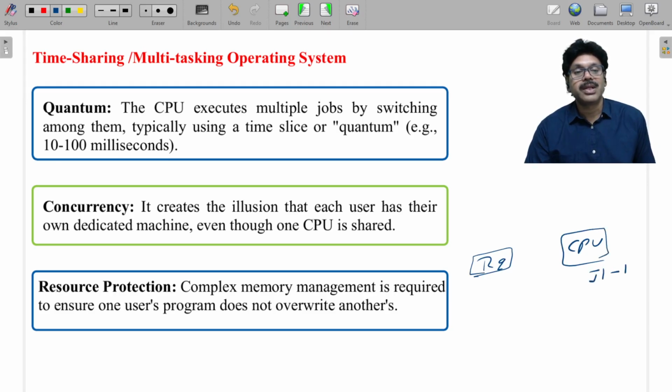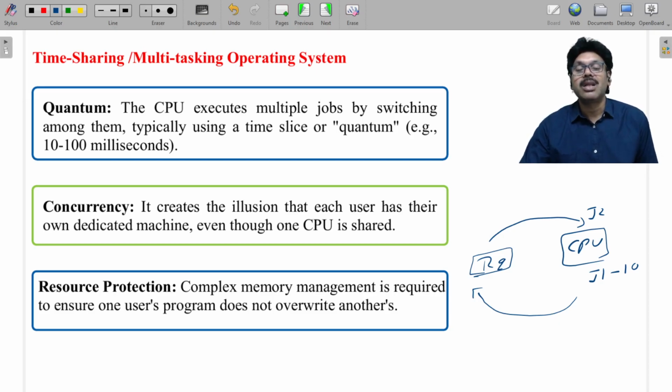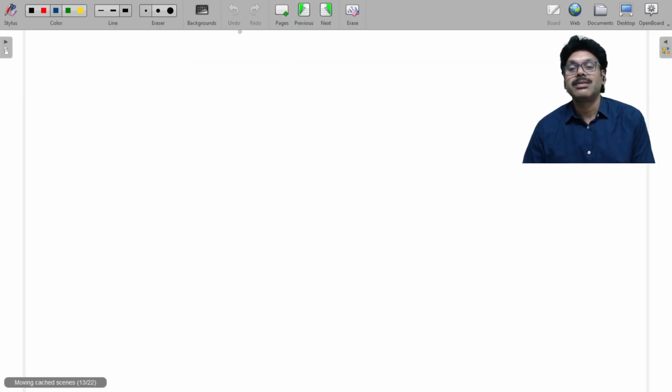So J1 is executed for 10 units of time, then you have to simply come back. Then the ready queue will dispatch J2. If J2 needs 10 units of time, execute it, then J2 comes back to the ready queue and gives a chance to others. So every process gets a chance, and there is a provision of fairness, sharing the resources uniformly. That is the idea of a time sharing system.